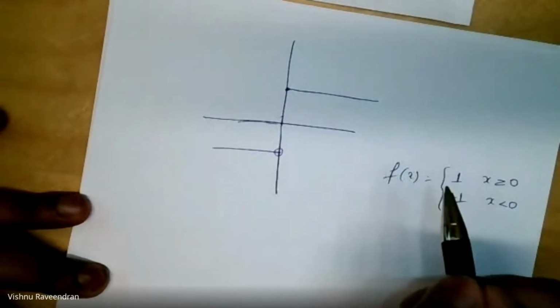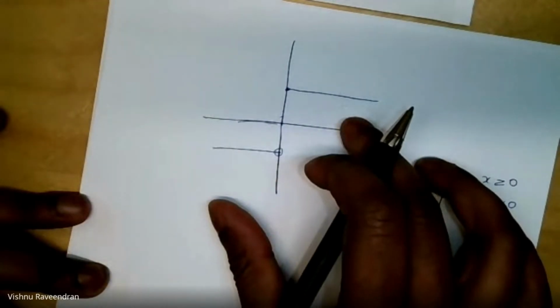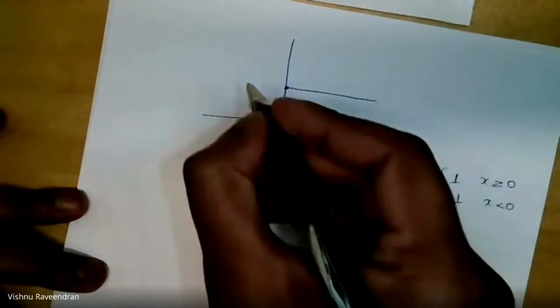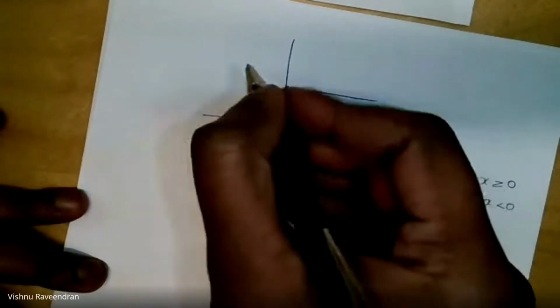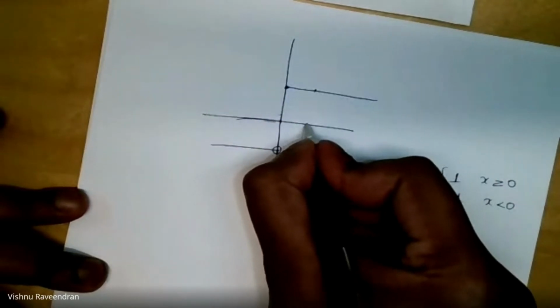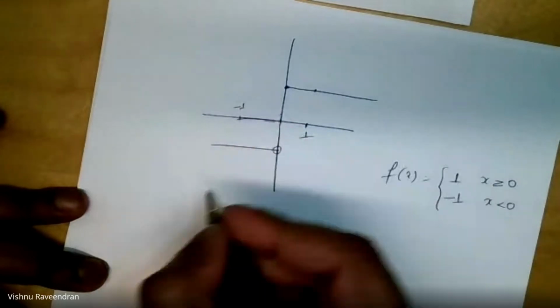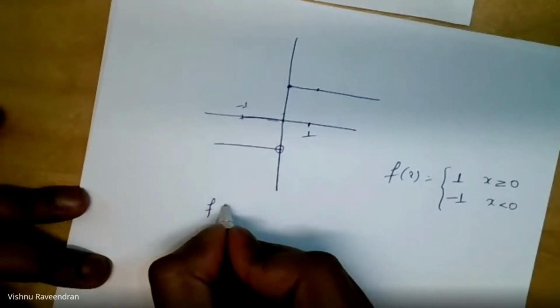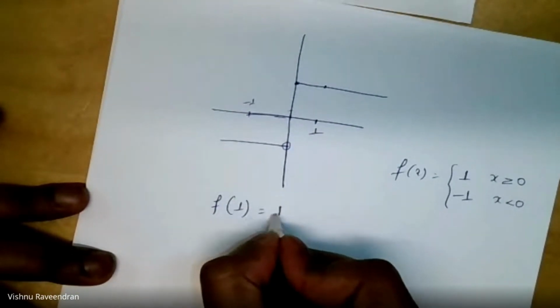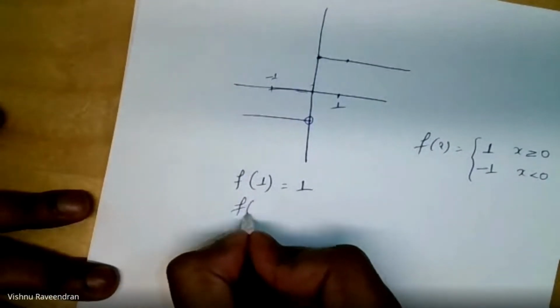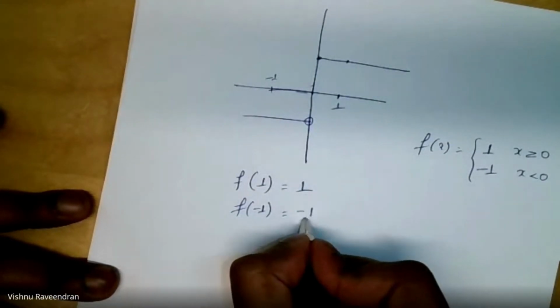So a function like this, okay? So this is not continuous. And what the intermediate value theorem says is that if you take your one point, f of 1 is 1 and f of -1 is -1 here.